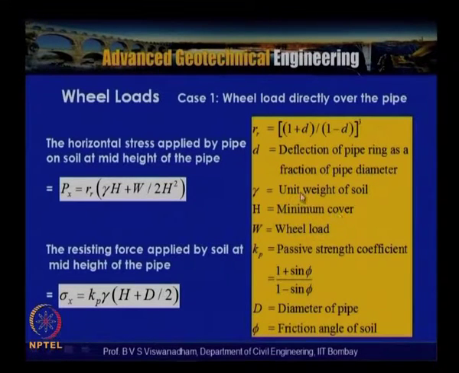h is the minimum cover, gamma is the unit weight of soil, d is the deflection of the pipe ring as a fraction of the pipe diameter, and Rr is nothing but (1 plus d) by (1 minus d) whole cube.